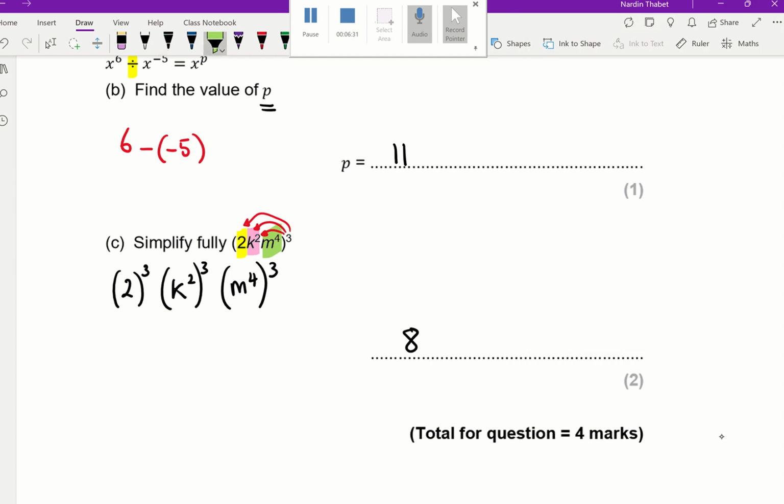And then with these powers, we multiply. So 2 times 3 is 6, and this is k to the power of 6. And again, with these two powers, we multiply. So this is m to the power of 12.